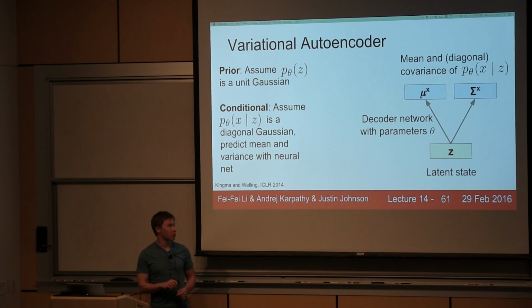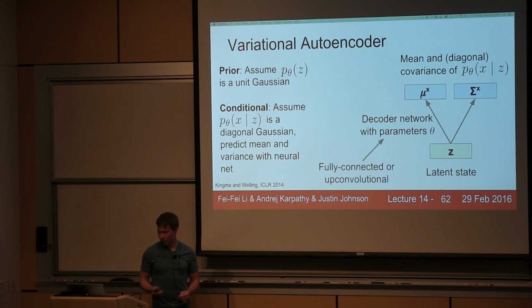So you should think that this looks very much like the top half of a normal autoencoder. We have this latent state, and we have some neural net that's operating on the latent state. But now, instead of just directly spitting out the data, it's spitting out the mean of the data and the variance of the data. Other than that, this looks very much like the decoder of the normal autoencoder. So this decoder network, thinking back to the normal autoencoder, might be a simple fully connected thing, or it might be this very big, powerful deconvolutional network, and both of those are pretty common.